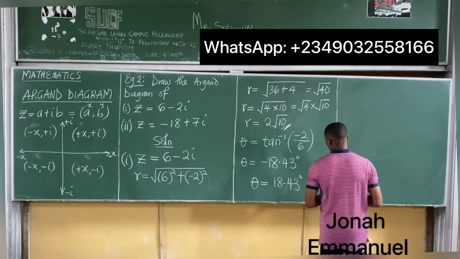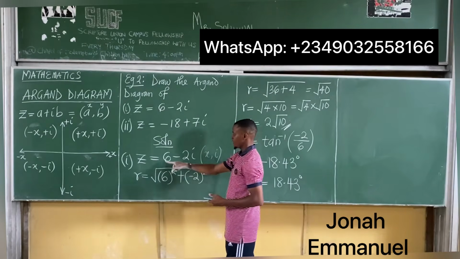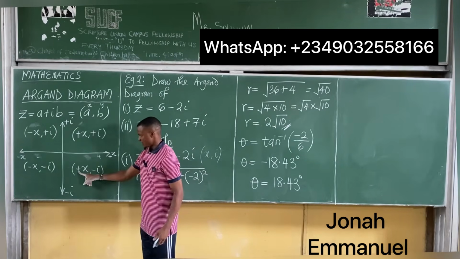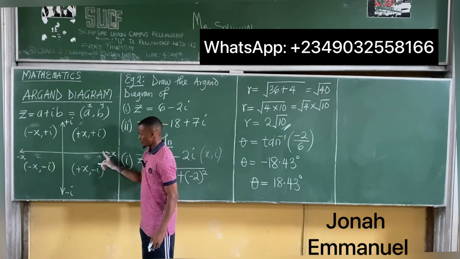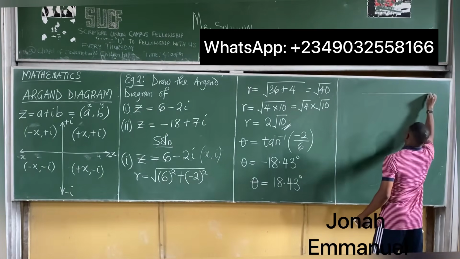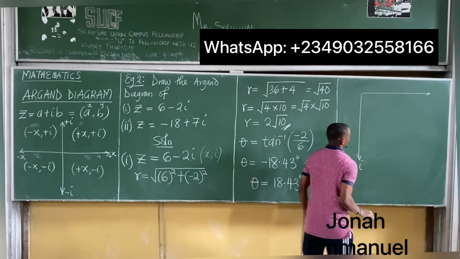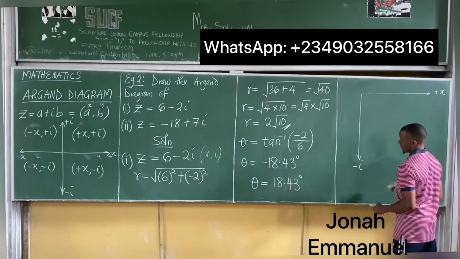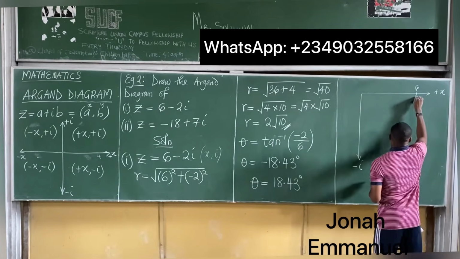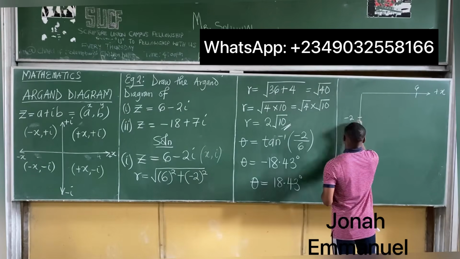So finally, my Argand diagram, if I look at this, remember we said this is x and i. I have a positive x and a negative i. So it becomes quadrant 4, which is positive x and negative i. So I'll now sketch this. My Argand diagram becomes this, positive x and negative i. So I'll label this as negative i, I'll call this positive x. Positive x is 6, so somewhere around here, I'll call this 6. Negative i is minus 2, so somewhere around here, I'll call this negative 2.